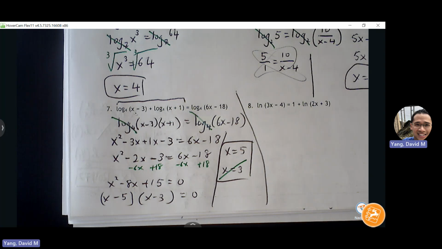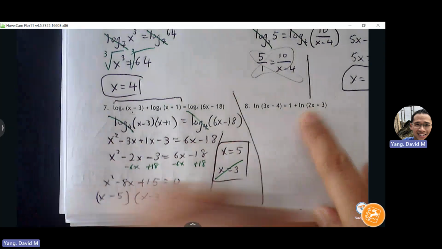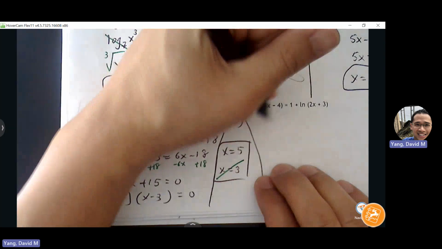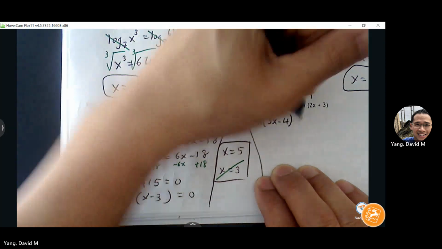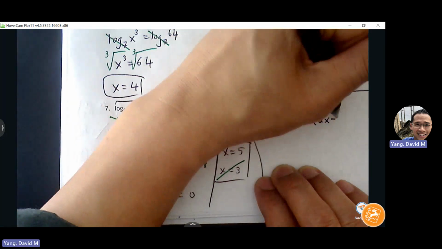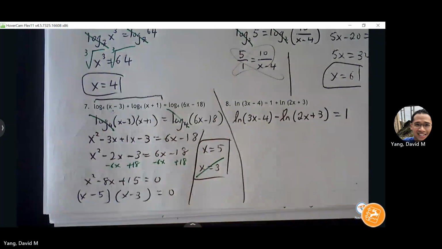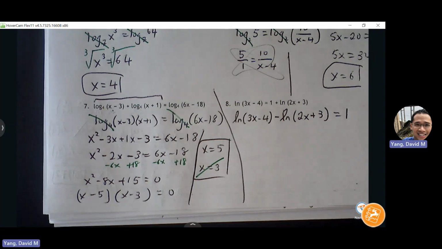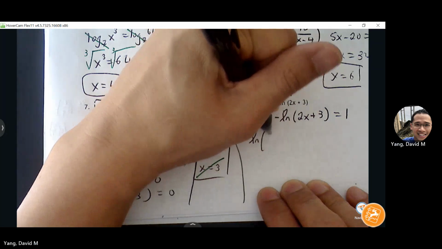What if we put the natural logs on the same side? What if I move this 2x plus 3 to the left side here? Okay, so now I can use my condensing properties. Natural log of A minus natural log of B is the same thing as natural log of A over B.